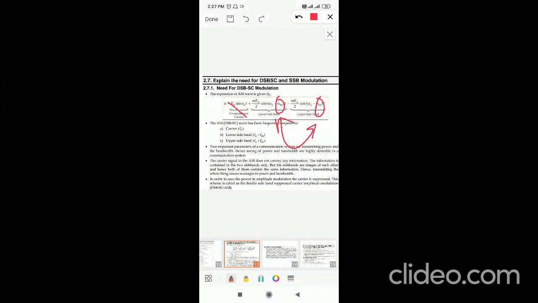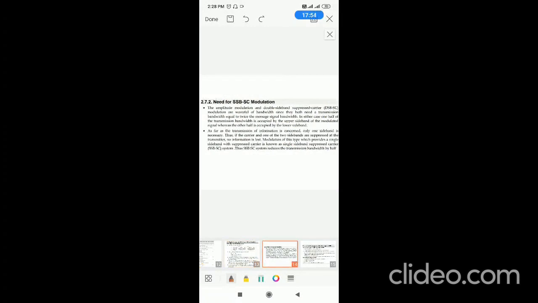And instead of sending the carrier, we are suppressing the carrier. So one carrier is suppressed and one sideband is suppressed. Only one sideband is sent, because finally we need the message either from the upper sideband or from the lower sideband, not from both. And we don't need any carrier to reach the receiver, because the carrier does not contain any information. Instead of sending two sidebands, we are sending only one sideband. That is the need of single sideband communication.